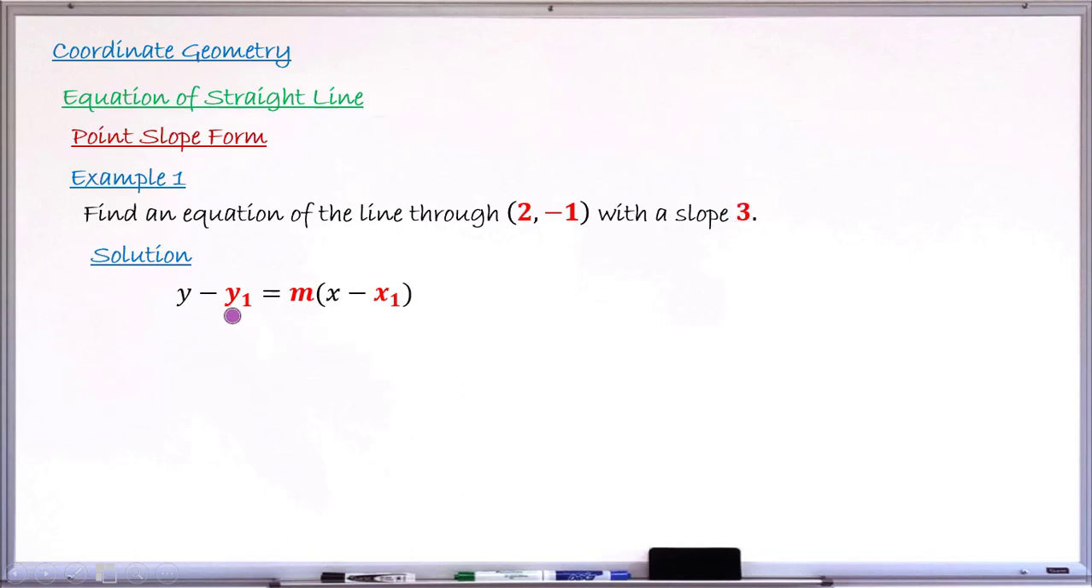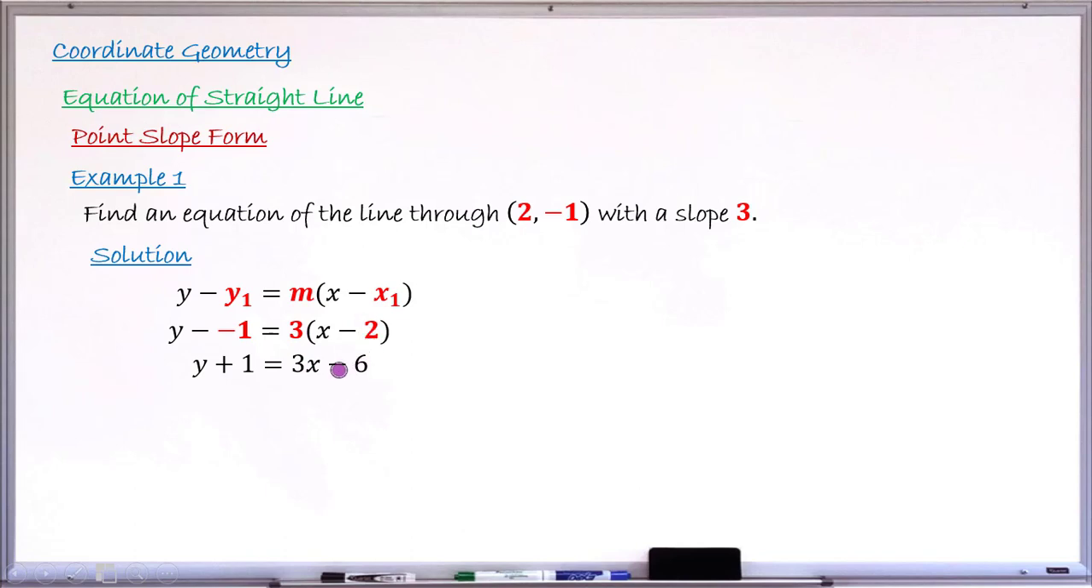So, substituting y1, look, y1 is minus 1. So you have y minus minus 1 equals your m, which is 3, the slope, into x minus x1, and x1 is the value 2. Look at it here. So I'll now simplify this. y minus minus 1 will change to y plus 1. And opening this bracket, 3 times x will give you 3x, and 3 times minus 2 will give you minus 6.